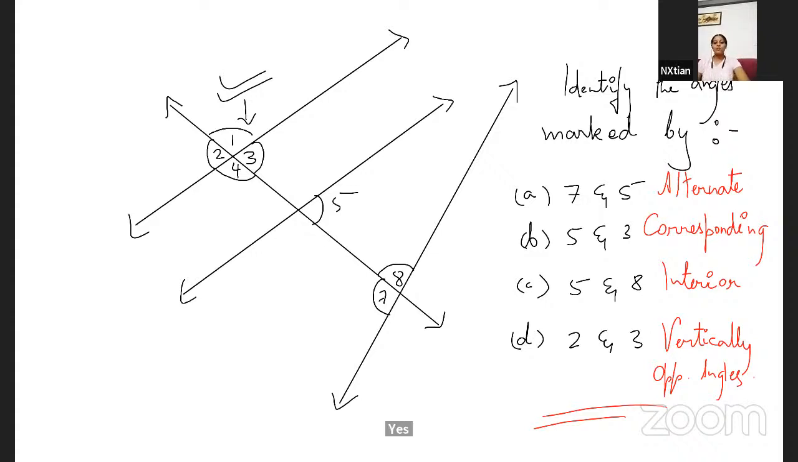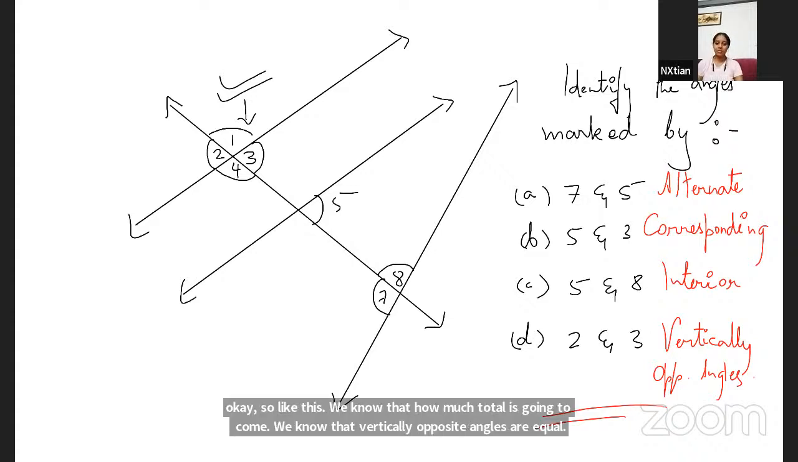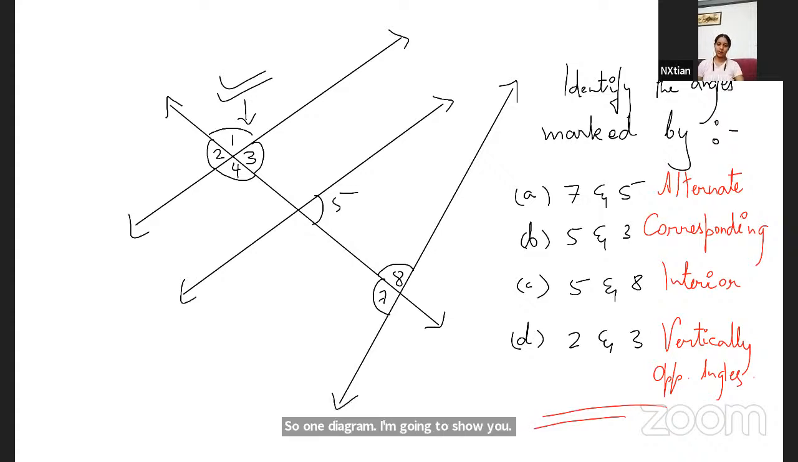We know that vertically opposite angles are equal. So, one diagram I'm going to show you, and you have to find out the measures of the angles which I'll ask. Okay. I'm going to erase this. So, this is how the diagram goes.